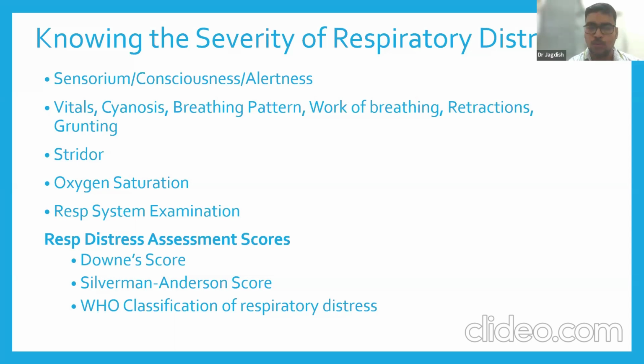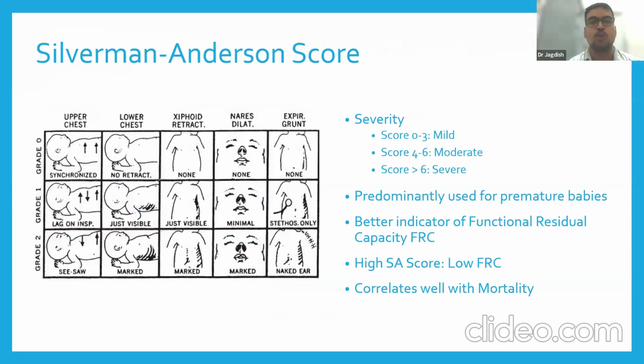So we have three scores. One is the Downes score that we typically use for babies who are term. The Silverman-Anderson score that we use for premature babies or babies who are less than 36 weeks. And there is another, the WHO score. But mostly in the NICUs, we use the Downes score or the Silverman-Anderson score more commonly.